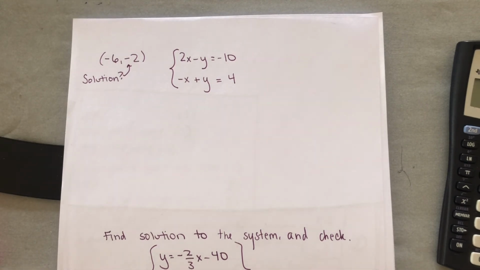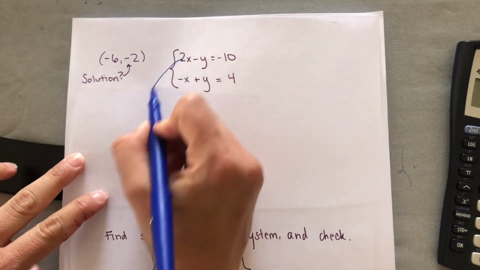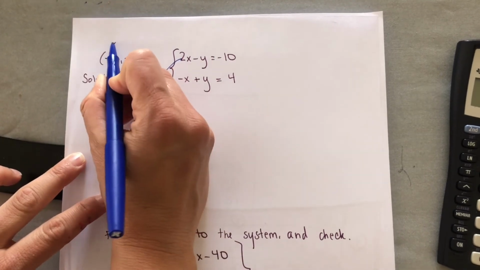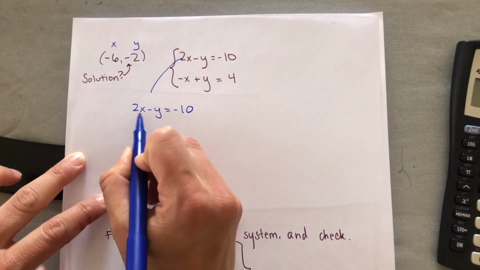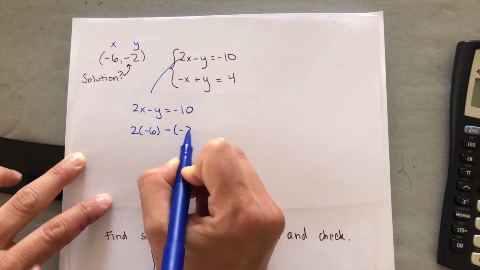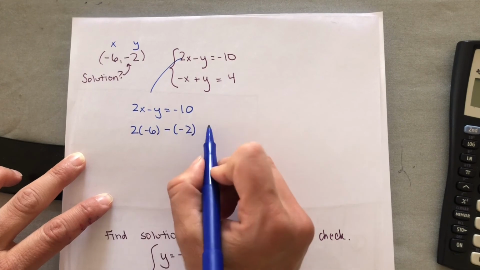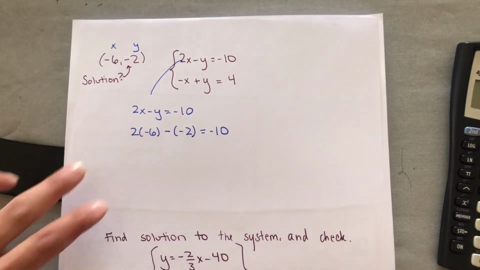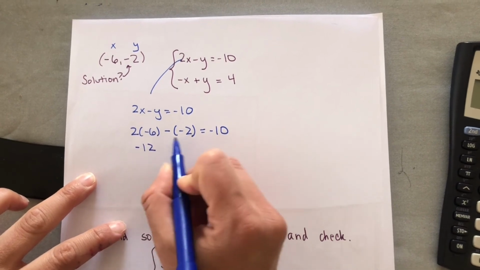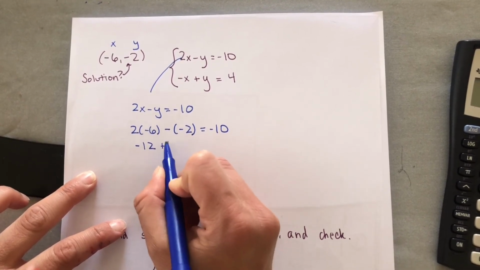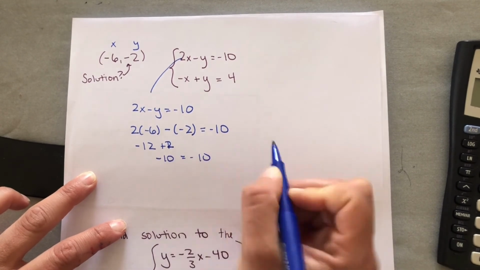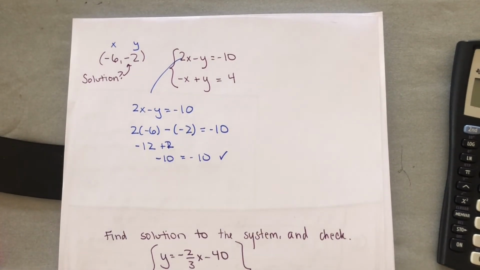All right, so here we go. Let's start with this equation. I'm going to take my x and my y value and plug it in. So 2 times x minus y, being careful with my negatives there, and I want to know if that's equal to -10. So that's -12 minus -2 is +2, which equals -10. So it is a solution to that equation.